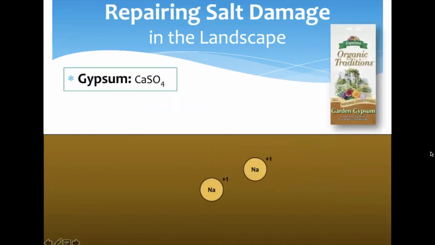And lastly, you could apply gypsum to reduce the amount of salt within the soil. You could even do this as a preventative, but as a reactive approach, you could fix or repair salt damage by applying gypsum.